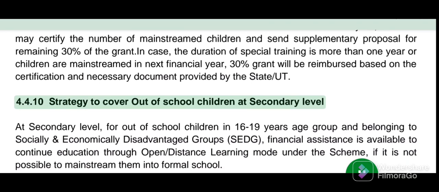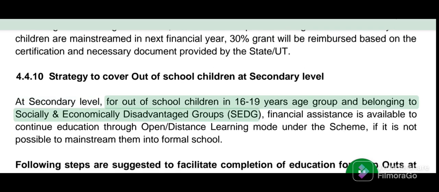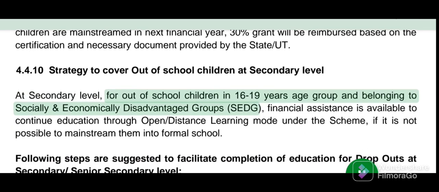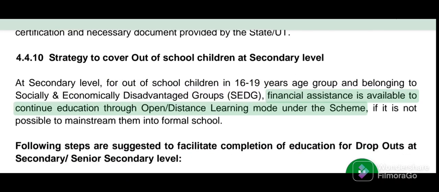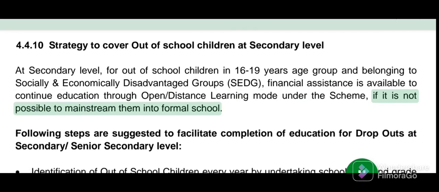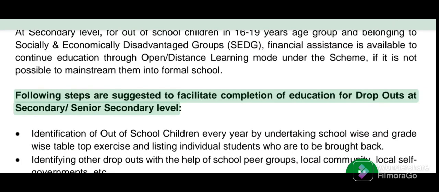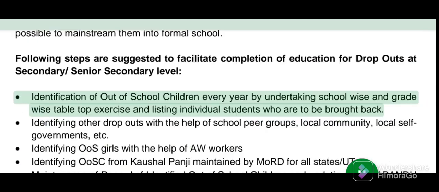4.4.10 Strategy to cover out-of-school children at secondary level. At secondary level, for out-of-school children in 16 to 19 years age group and belonging to socially and economically disadvantaged groups (SEDG), financial assistance is available to continue education through open distance learning mode under the scheme, if it is not possible to mainstream them into formal school. Following steps are suggested to facilitate completion of education for dropouts at senior secondary level.